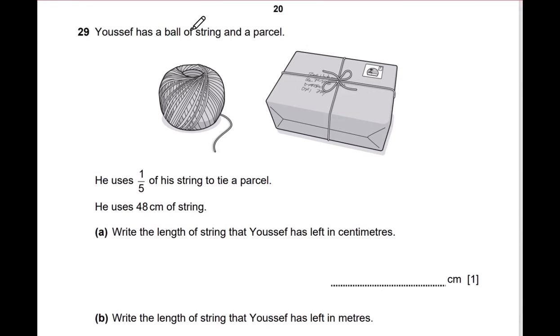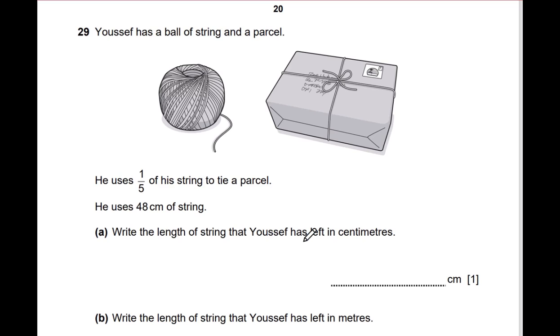Next, number 29. Yusuf has a ball of string and a parcel. He uses 1/5 of his string to tie a parcel and uses 48 centimeters of string. Write the length of the string that Yusuf has left in centimeters. Alright guys, let's check it out.